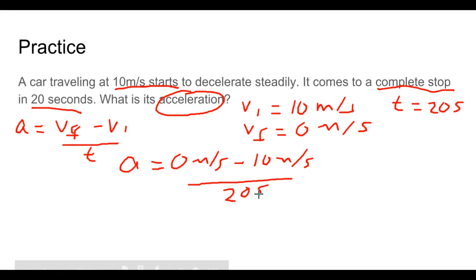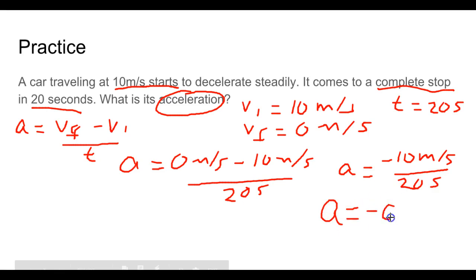So I can go through and do math on this, and I can go 0 minus 10, which gives me negative 10. So here I have, I'm going to write it next to it. A equals negative 10 meters per second all over 20 seconds. So when I'm doing the math here, meters per second divided by seconds, that's actually the same thing as meters per second times 1 over seconds. So if you have 2 seconds multiplied together, seconds times seconds is seconds squared.